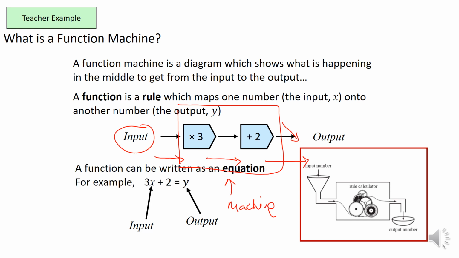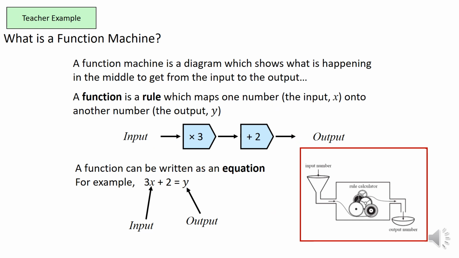It can also be written as an equation. It can also be written as an equation, so y equals 3x plus 2. So you put your x value in, that x times by 3, and then adds 2, and then you get your y, which is your output.